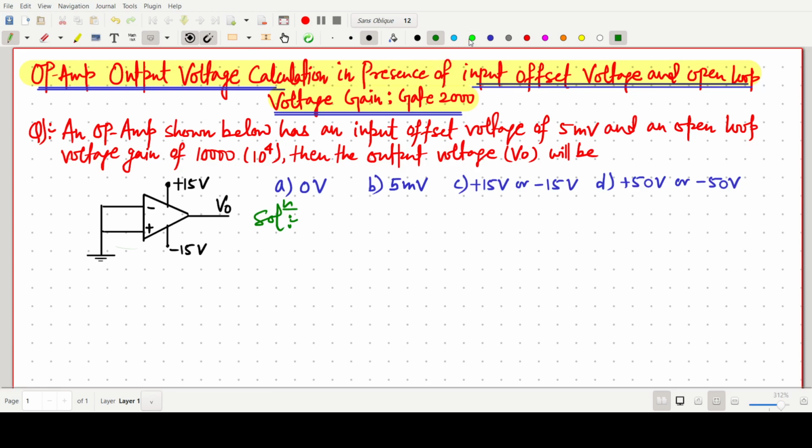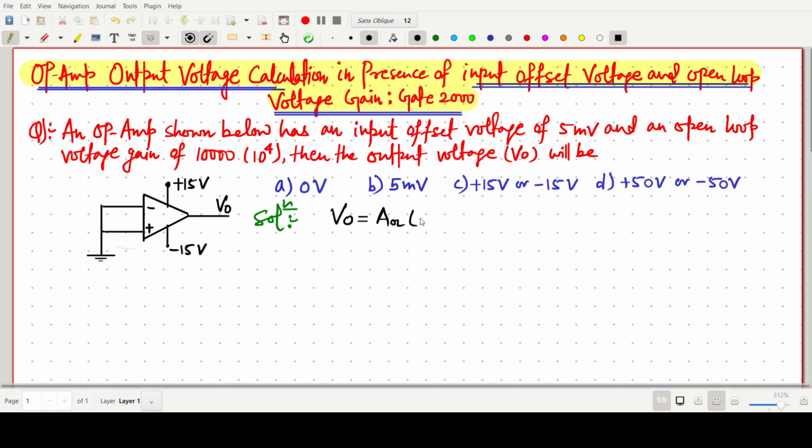Then we have to find out the value of output voltage. If this is the circuit, one can simply write the output voltage V naught equals the open loop gain into (V plus minus V minus). This is the standard formula when the open loop gain is given: output voltage as a function of open loop gain AOL times the input across the inverting in and non-inverting in, non-inverting in minus inverting in.